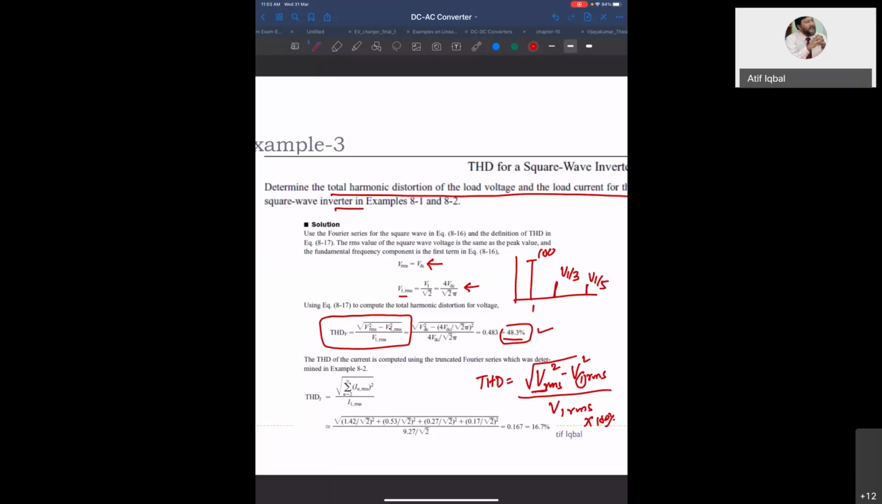And in the current harmonics, total harmonic distortion is given as the square root of the sum of I_n RMS squared, over I1 RMS. Here you see n varies from 2, so it is not 1, and the fundamental is in the denominator. So this is I third harmonic, I fifth harmonic, I seventh harmonic, I ninth harmonic RMS values, divided by the fundamental RMS value, and this comes out as 16.7%. This is the total harmonic distortion in the current. The 48.3% is the total harmonic distortion in the voltage in the case of a square wave.